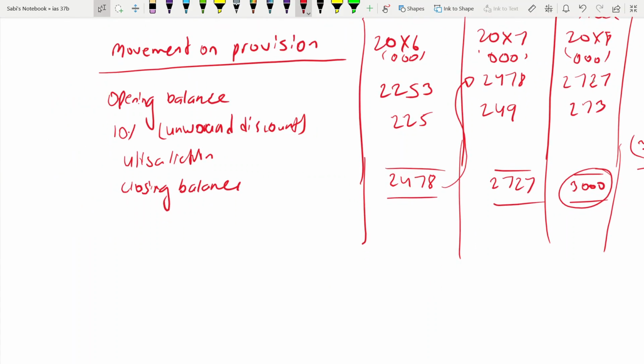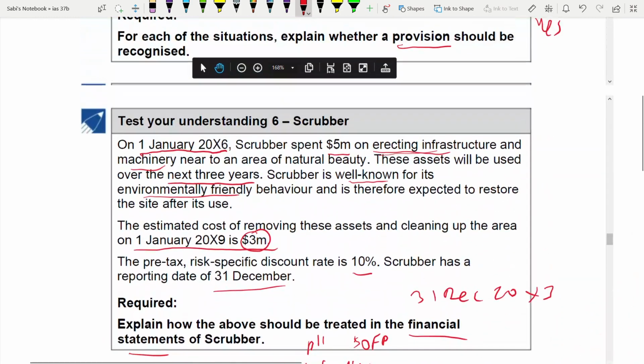Okay, what will be the initial cost of PPE? Next, initial cost of PPE. Okay, 1st of Jan 2006, whatever cash you have paid. You see here, it was 5 million, because they told scrubber spent 5 million on erecting infrastructure and machinery on 1st of Jan. 5 million. This is the cost.